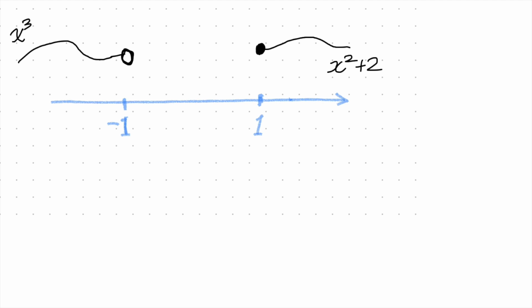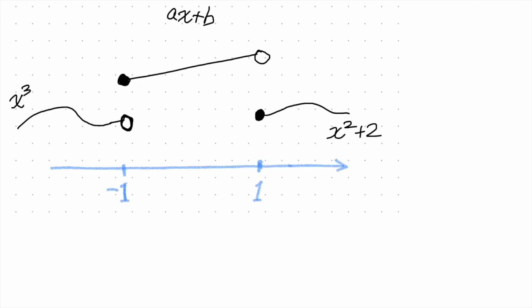So when x is less than -1, the function is given by the formula x cubed. When x is greater than 1, the function is given by x squared plus 2. Excuse me if I'm not drawing the precise graph because the precise shape doesn't matter that much right now. And then when x is greater or equal to -1 and less than 1, the function is a line segment. Again, a circle means that the point is not a part of the graph. A solid dot emphasizes that that point is part of the graph of the function.